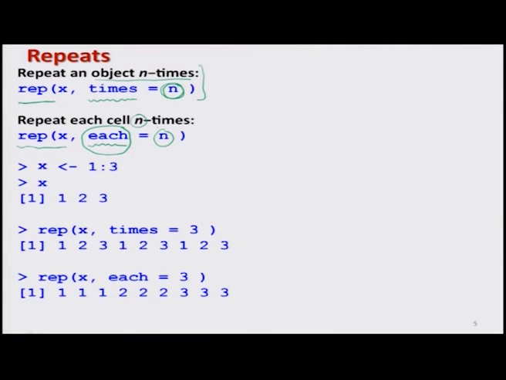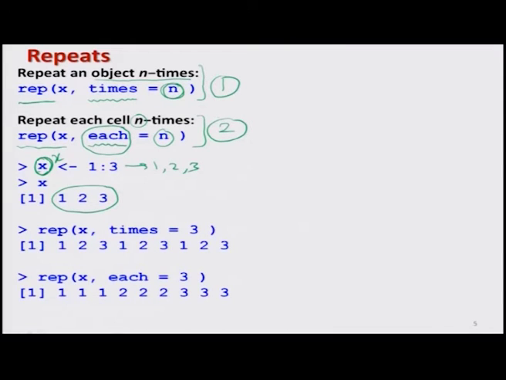What does this mean? Let us try to understand with this simple example, where I define a variable, say x, which is a sequence 1, 2, 3. So, you can see this is the outcome. Right. Now, I try to use the two commands. Let us call this command number 1 and this command number 2.